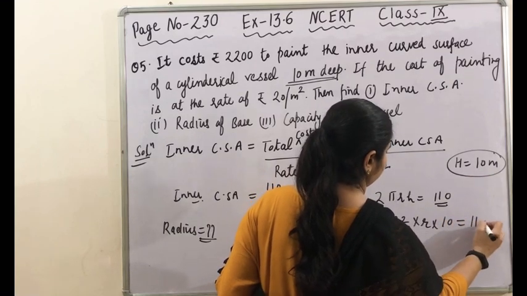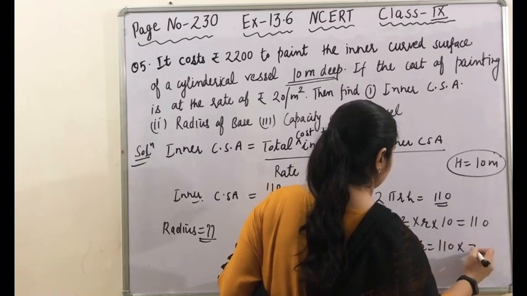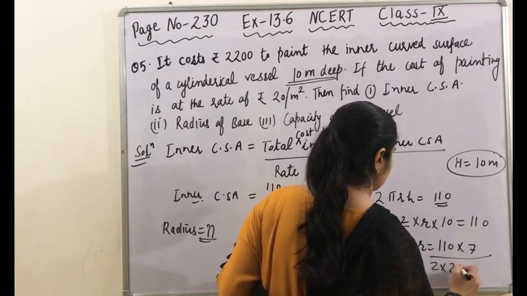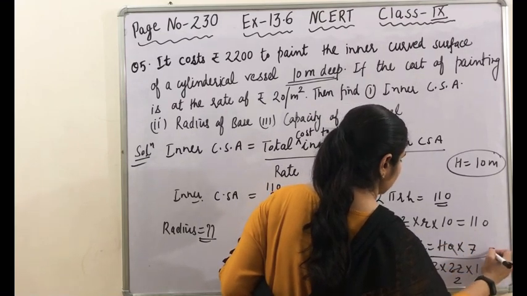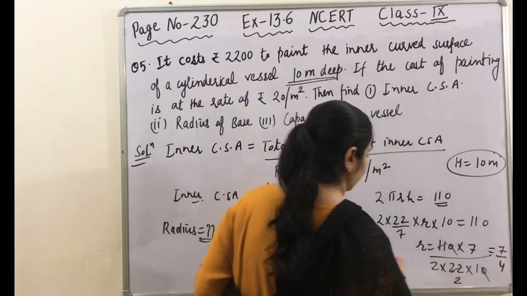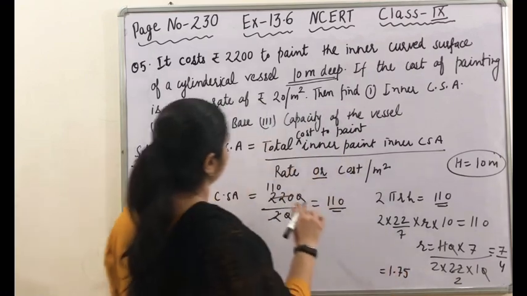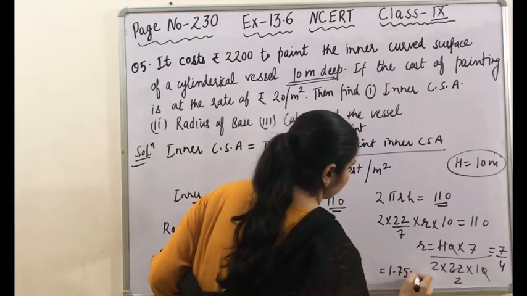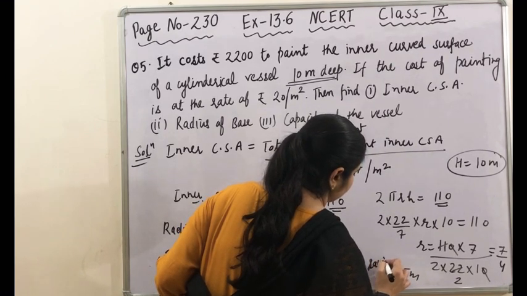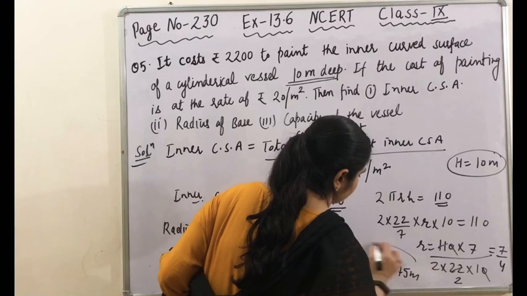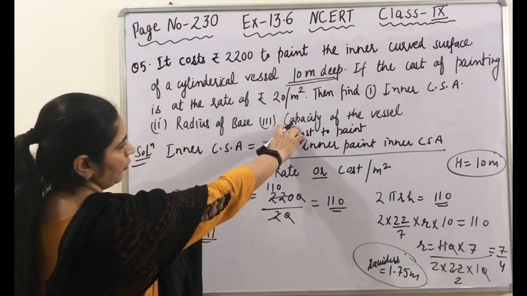Height is given. We'll find the value as 110 into 7 divided by 2 into 22 into 10. Cancel 11 twos are 22, which is 7 by 4. 7 by 4 is 1.75 and the unit is meter. So the radius is 1.75 meter. Second part done. And the third part, we have to find out the capacity.